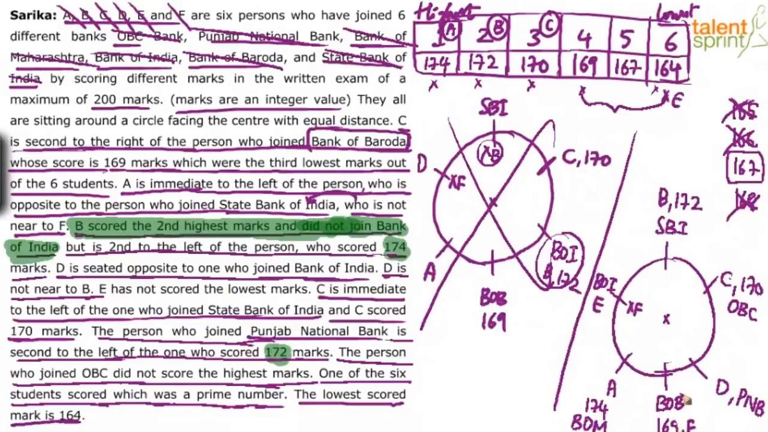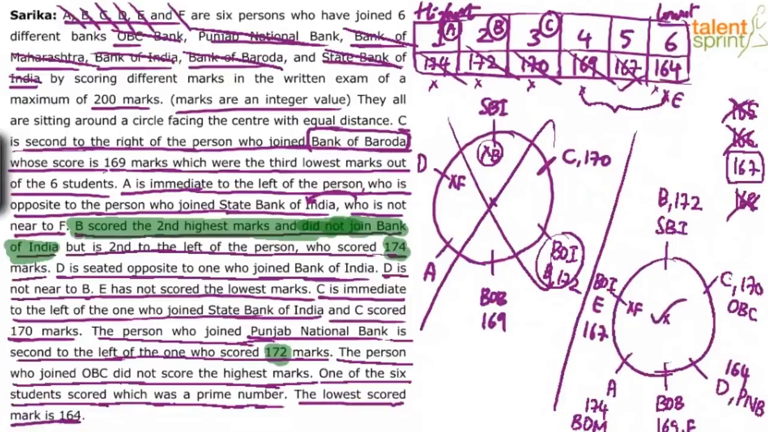174, 169, 170, 172. 167 and 164 remain. Look at this, the point which has not been underlined. We have not used it so far, right? E has not scored the lowest marks. So E did not score 164. If E did not score 164, the only other value available is 167. So E has scored 167. And the only thing left out is 164 now. 164 will go for D.